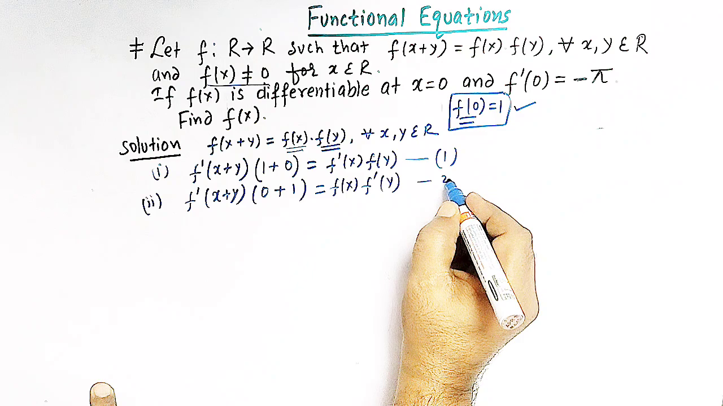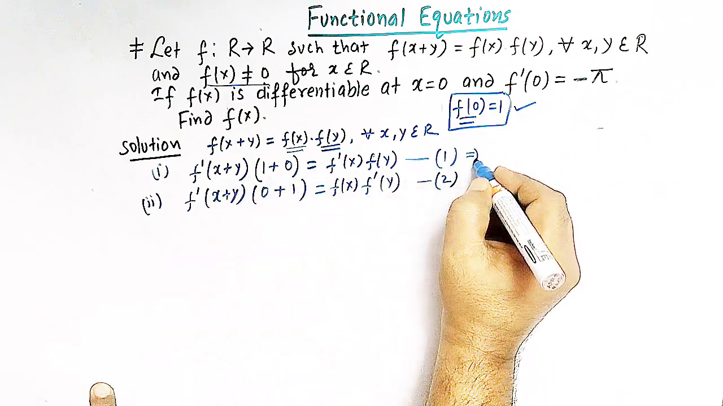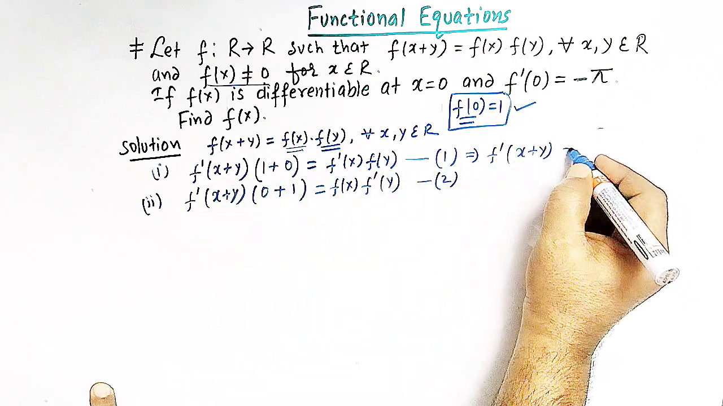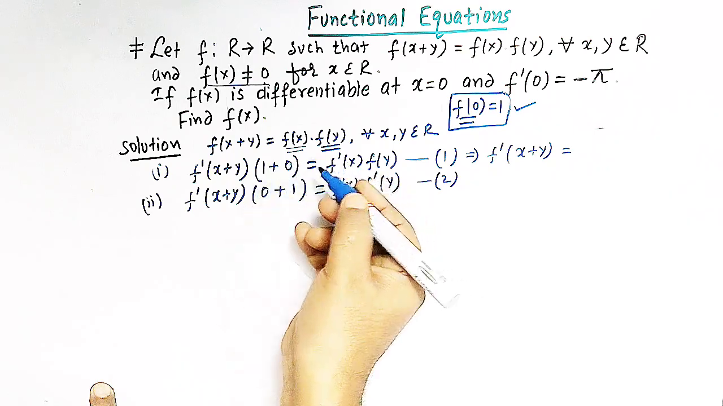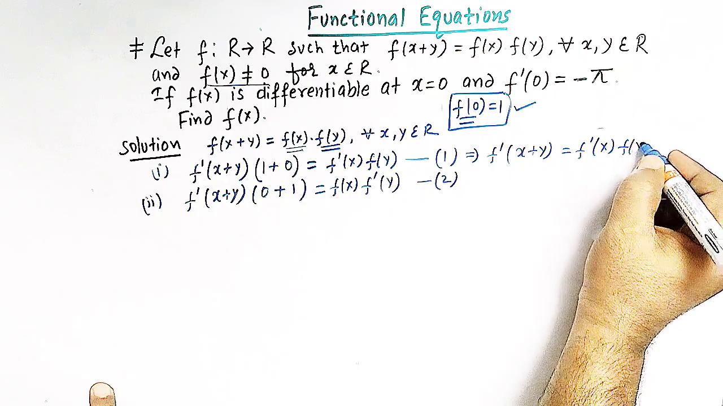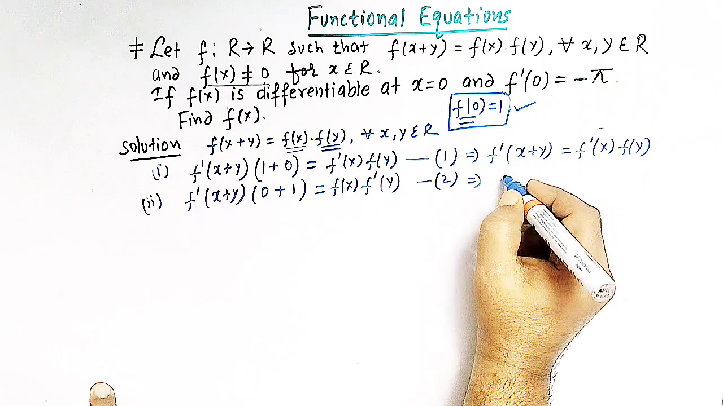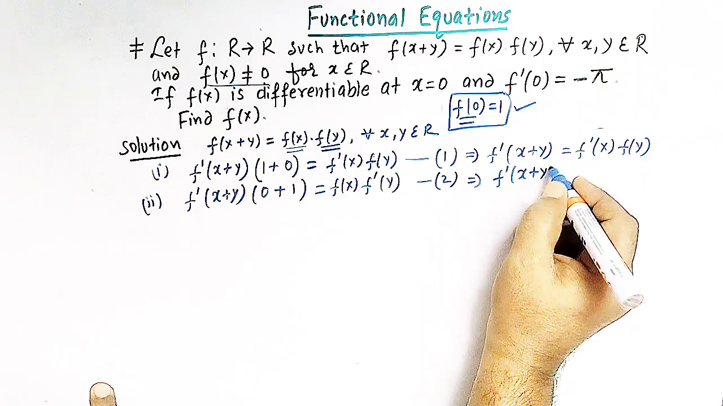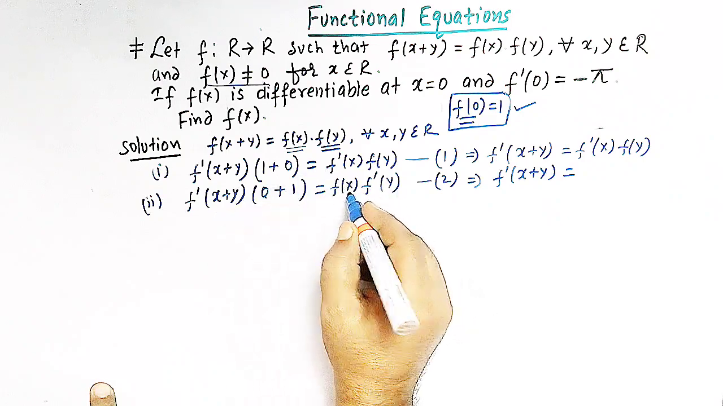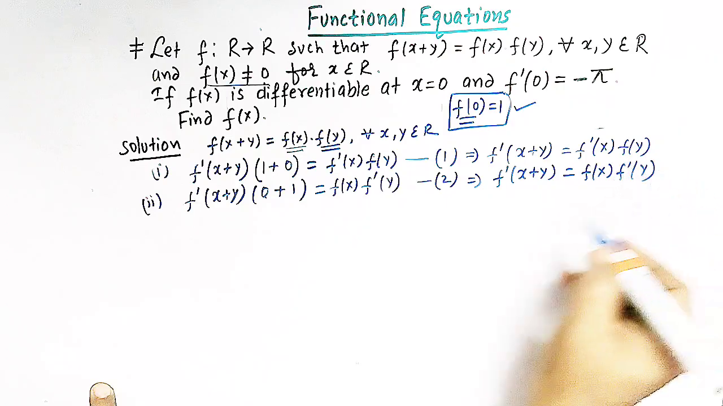So let us call this equation as equation number 2. Now equation 1 can be simply written as f prime of x plus y, because here we have 1 plus 0, that is simply 1, and here we have f prime of x and f of y. And from the second equation, we can now write f prime of x plus y, and here we have 0 plus 1 equal to 1, and here we have f of x and f prime of y, right?